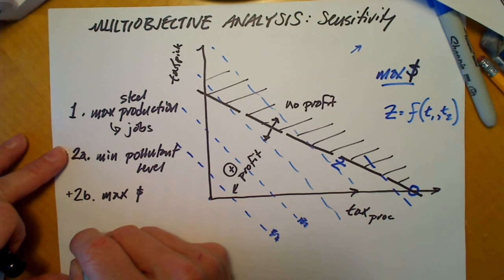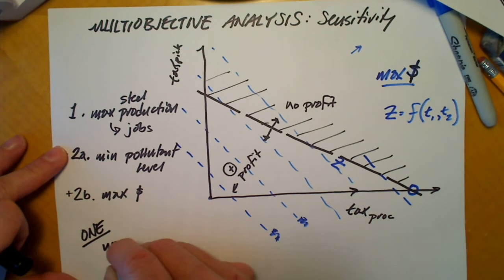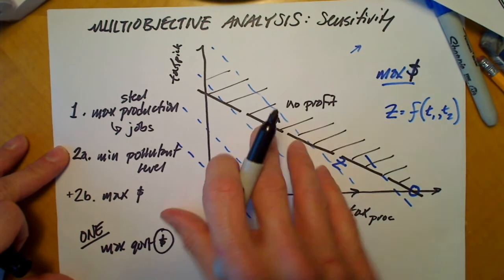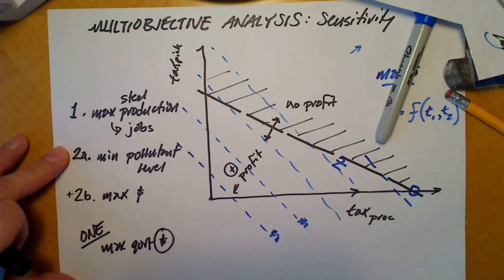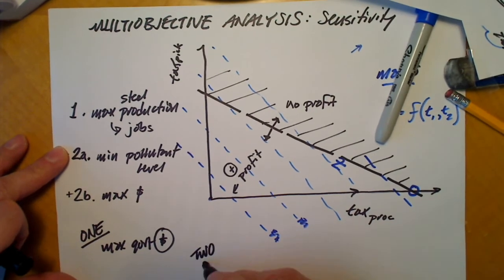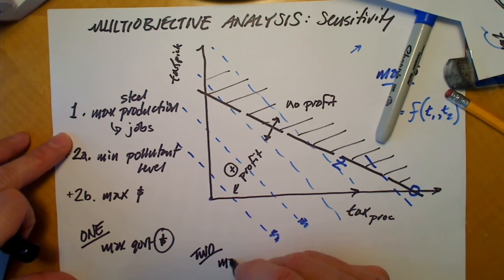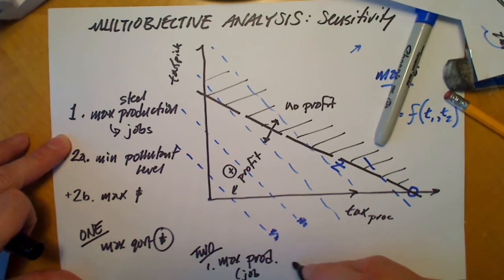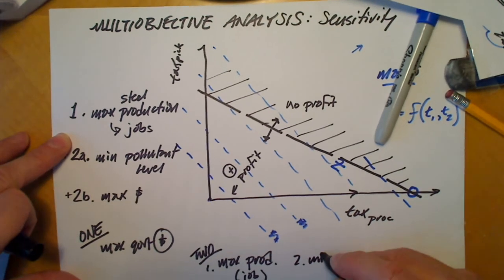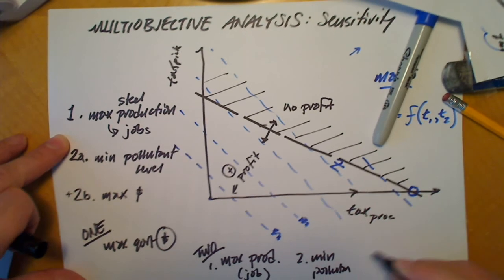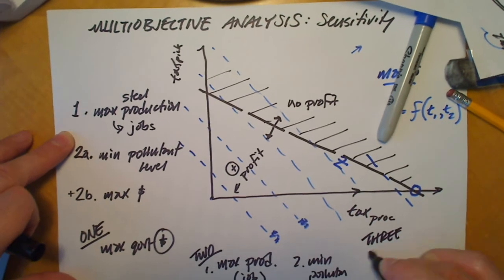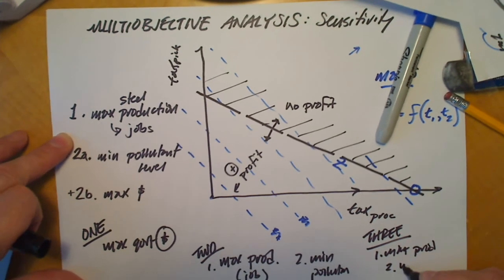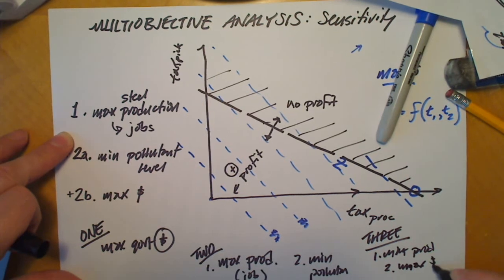The first problem, max government revenue, and assume that the steel manufacturer is going to minimize their pollution costs. The second problem, this multi-objective problem, max steel production, which we equate with jobs, and only then min pollutant. And then the third problem, max production and then max revenue.